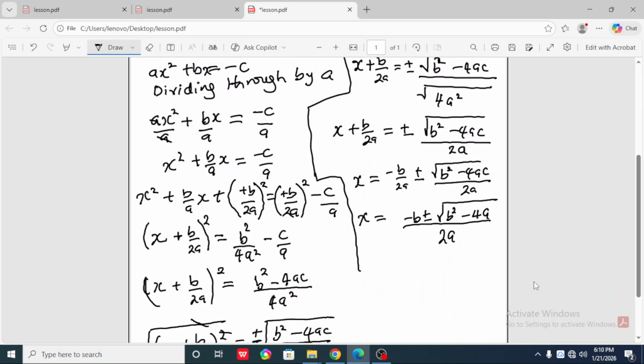So when you follow this procedure, when you are asked to solve any quadratic equation using completing the square method, if you follow this procedure, you are going to solve it without any hitches.